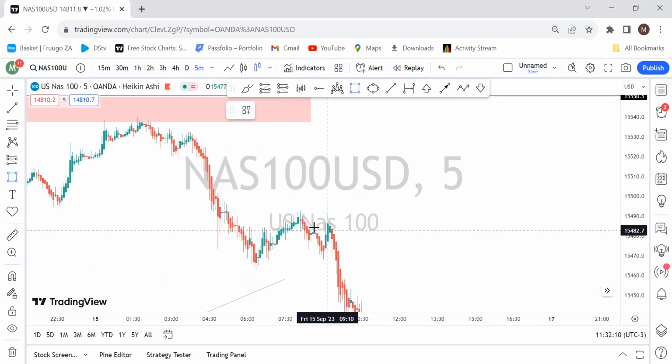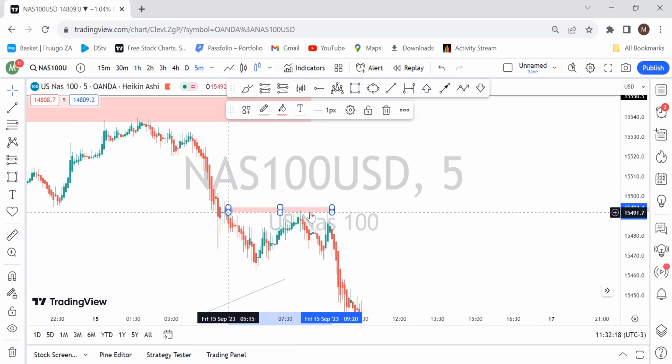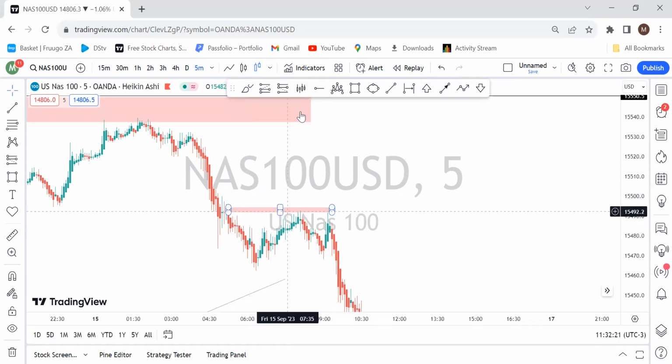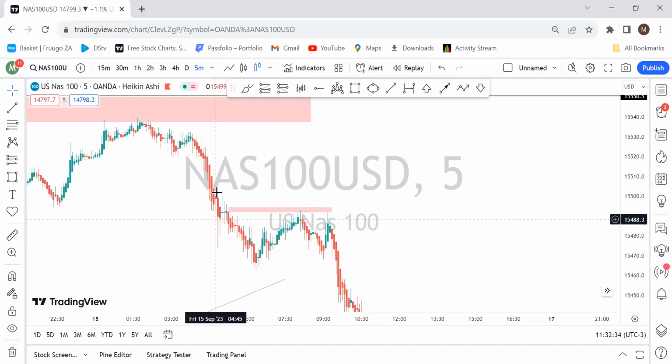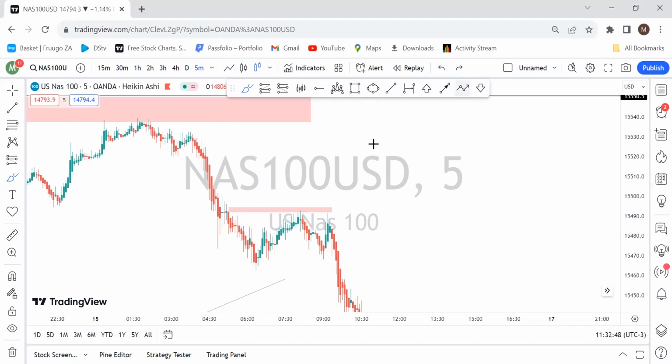And luckily for us, the resistance of this correction is more flat, so you could have done this using the rectangle tool to spot out your touches. So the price also gave us this, I don't know what it's called in SMC, probably like an imbalance or something like that. It's basically just the price pulling back slightly and then continuing going down, right? So that's what we have right here, which we're gonna count as our first touch on our resistance.